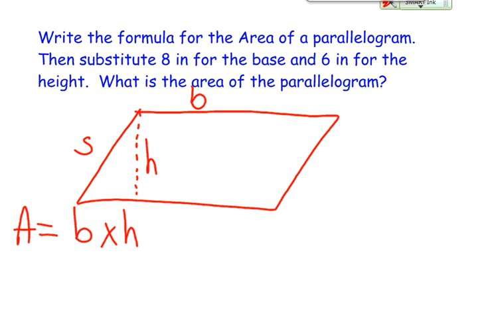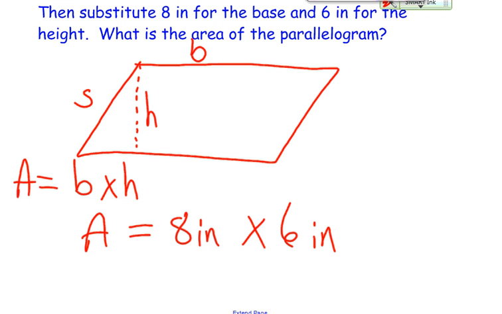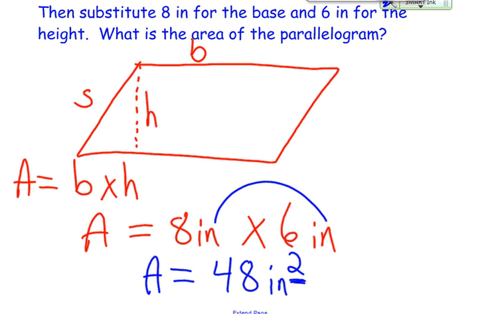So we got the formula. Great. Now let's substitute our numbers in and figure out the area. It says 8 inches for the base, so we have 8 inches times 6 inches for the height. Of course, we're finding area, so 8 times 6 equals 48. And inches times inches gives me inches squared, which makes sense because we need square inches when we're dealing with area.